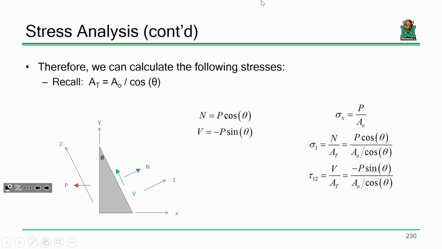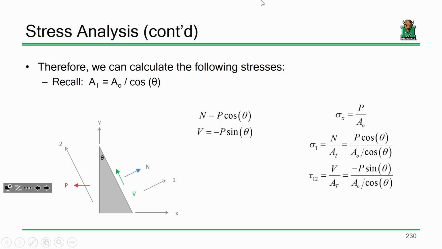So let's look at this. I've got P, right? P's acting like this, and it's acting along the x-axis, right? So I propose that the stress generated due to P is P over A, and I'm going to call that sigma sub x, because it's acting along that x-axis. Does that make sense? Okay.